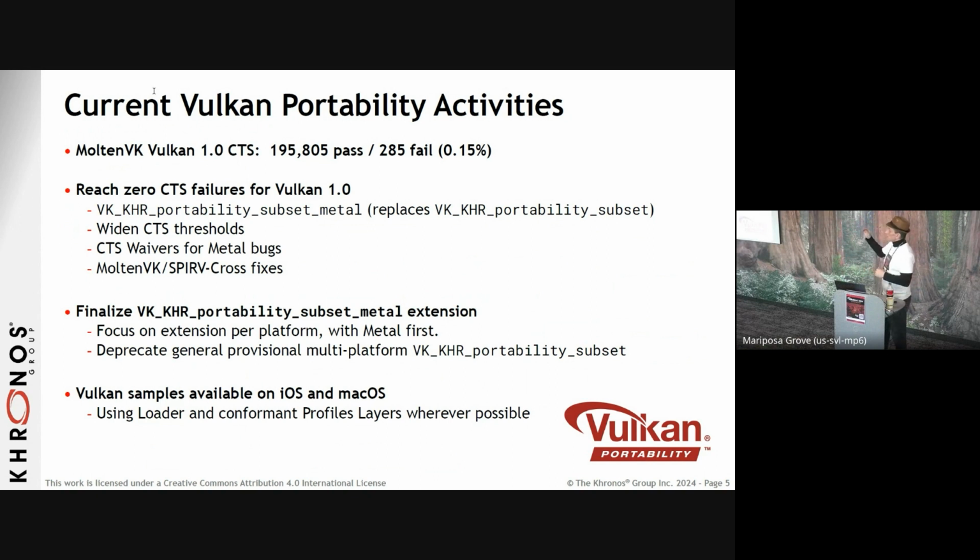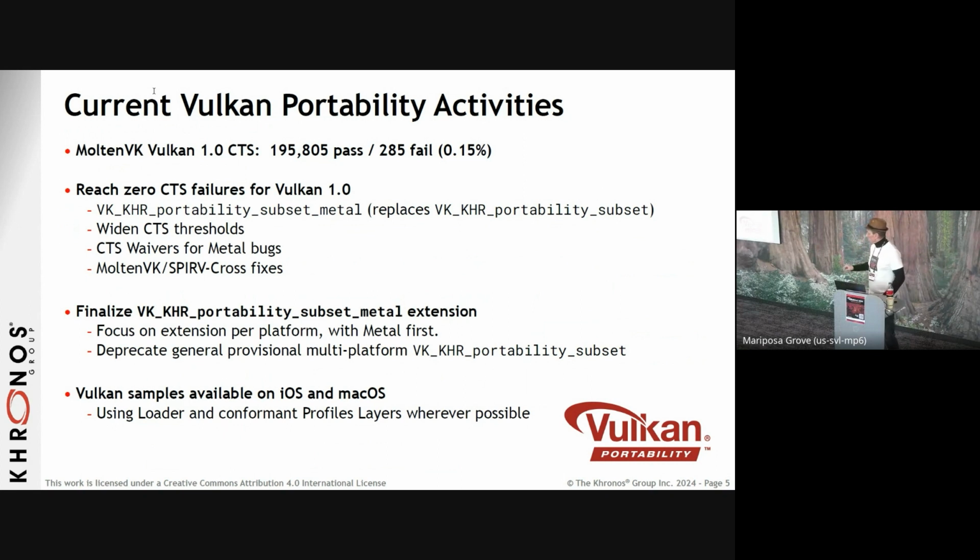So I can get down to 0 failures eventually by implementing that, and also by doing a couple of other techniques like widening CTS thresholds, where we have the testing environment recognize that not all systems can meet the thresholds that we might say, like you can be off by a couple of pixels, or you can be off by a few shades of red on this test result.